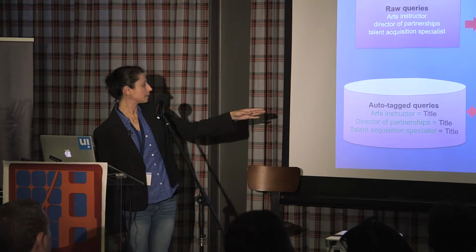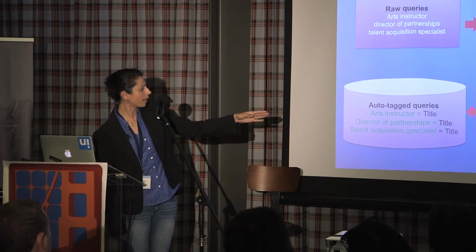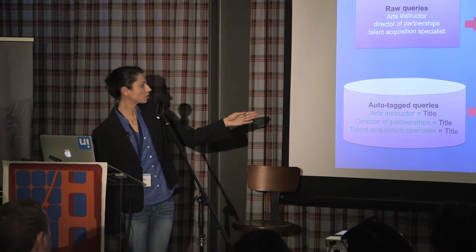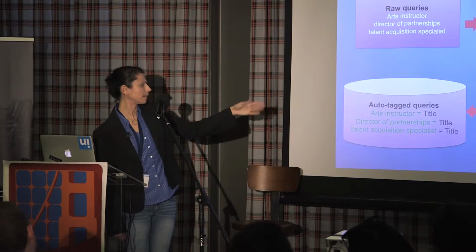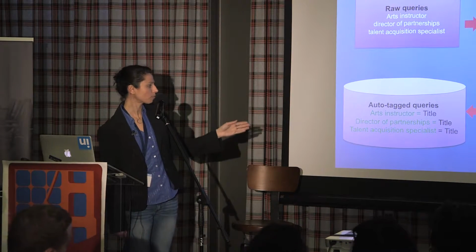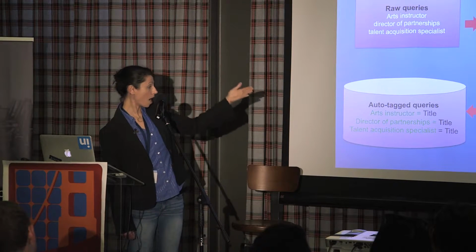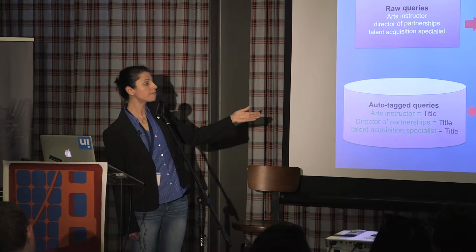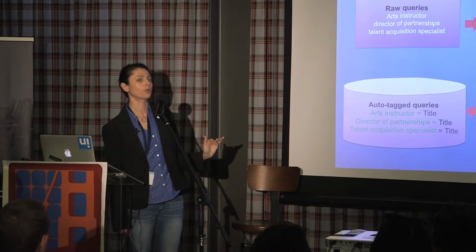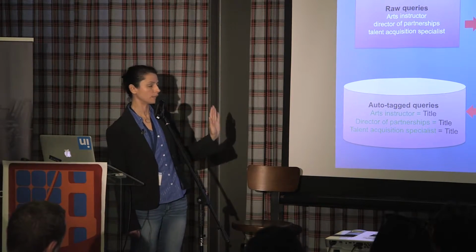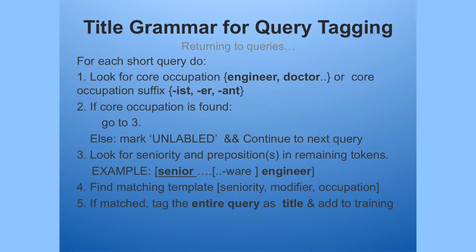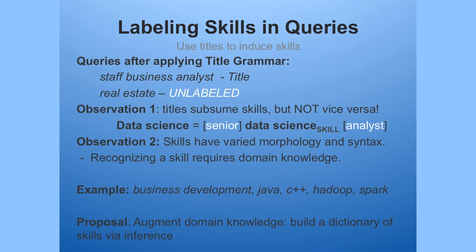If you saw, let's say, director of partnership, it said, OK, I have occupation director. I have a preposition that I know of. And I have some word. I don't care. It's a modifier. And so on. And we will have been able to label a bunch of titles. If we didn't find an occupation word, we basically don't know what that was, we have no idea. We cannot make any judgment. So I will skip this and go on.